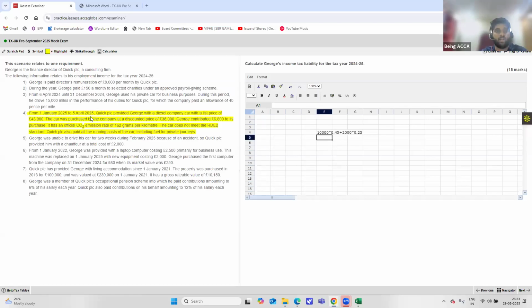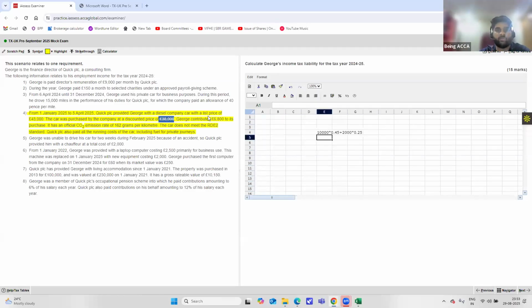In this, you can see Quick PLC provided George with a diesel company car with a list price of 43,000. The car was purchased by the company at a discounted price of 38,000. Discounted price, irrelevant to us. Always when we are taking the car price, it should always be the list price. Never take the discounted price into consideration. Most important, first point to remember.